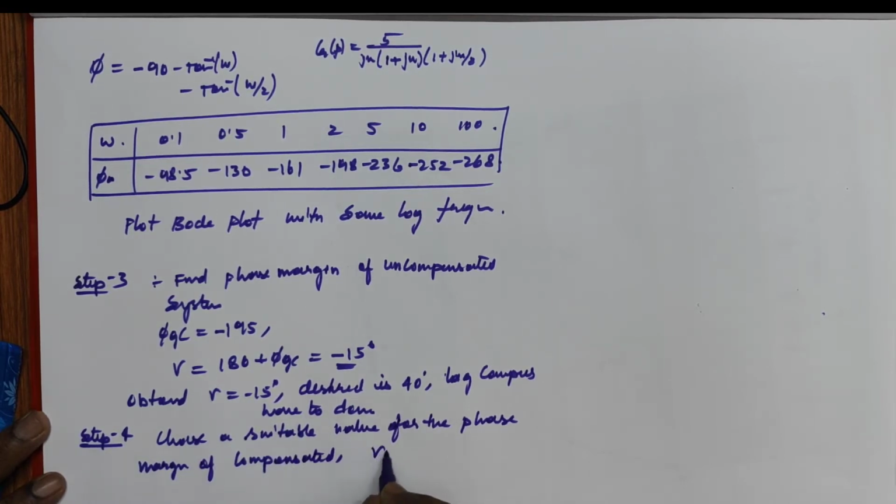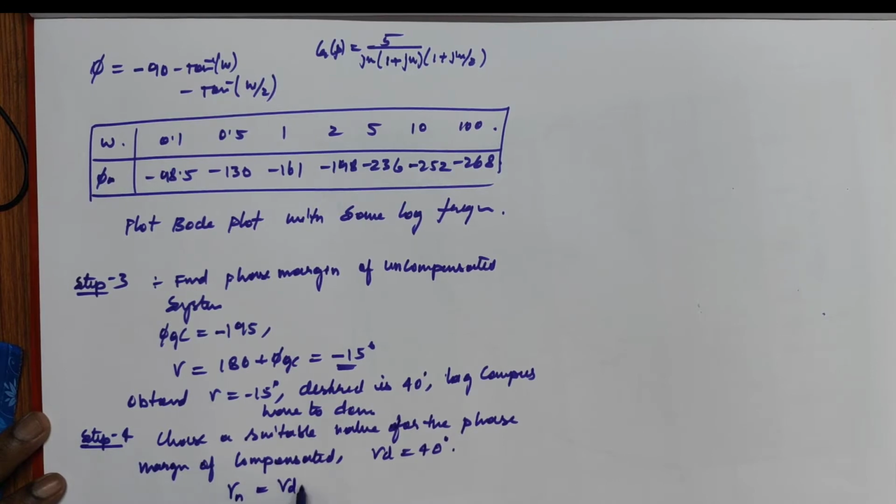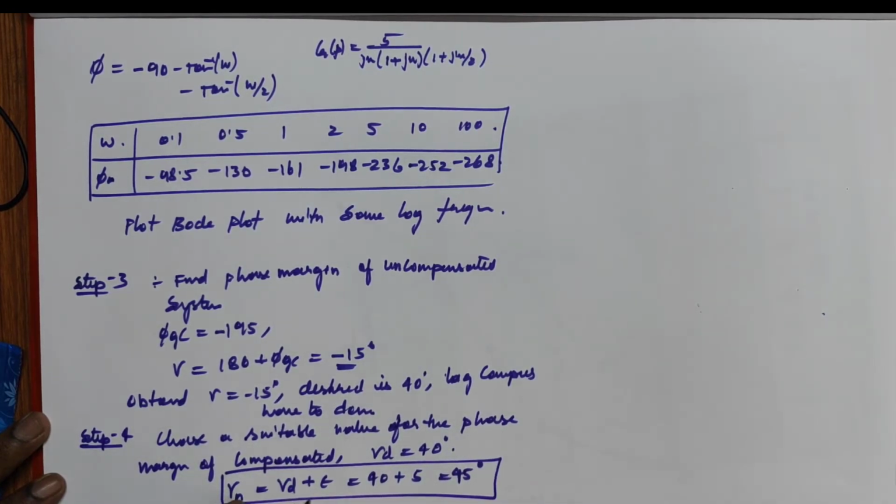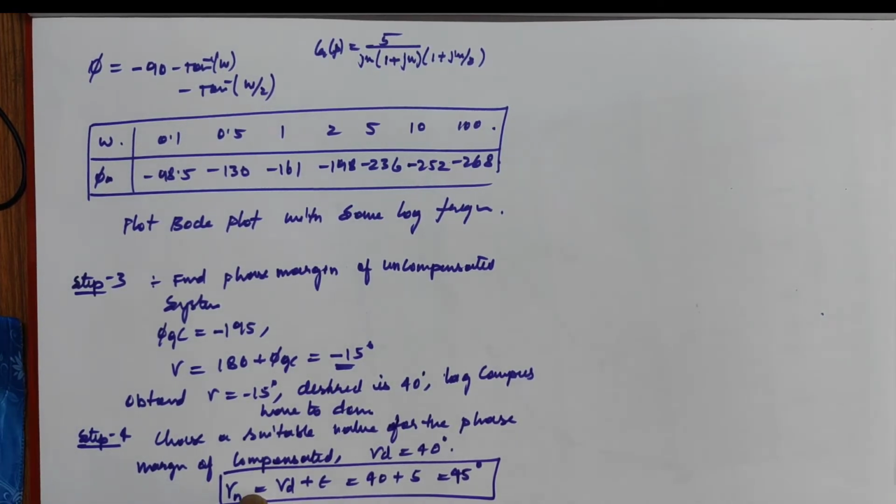So in that we have desired phase margin equal to 40 degrees, so that at the new gain crossover frequency, the new phase margin is phi d plus epsilon. So epsilon is called additional phase lag, so we'll take 5 degrees. So the new phase margin is 45 degrees. Now with this new phase margin we'll find a new frequency. How we'll find that? We have the same formula.